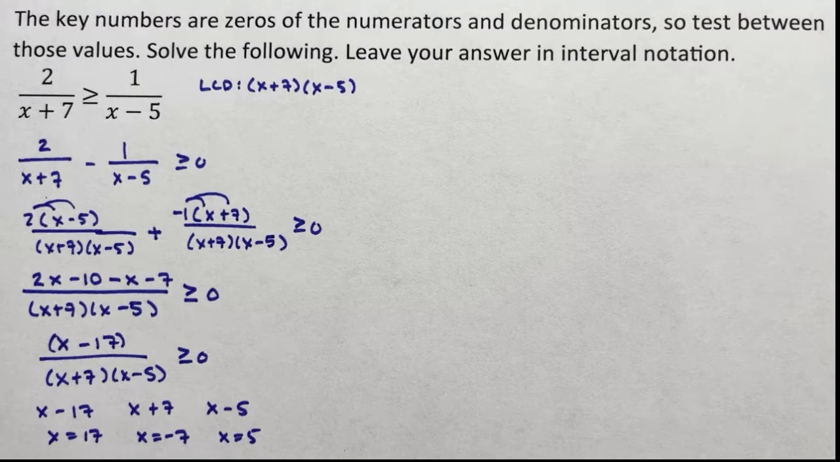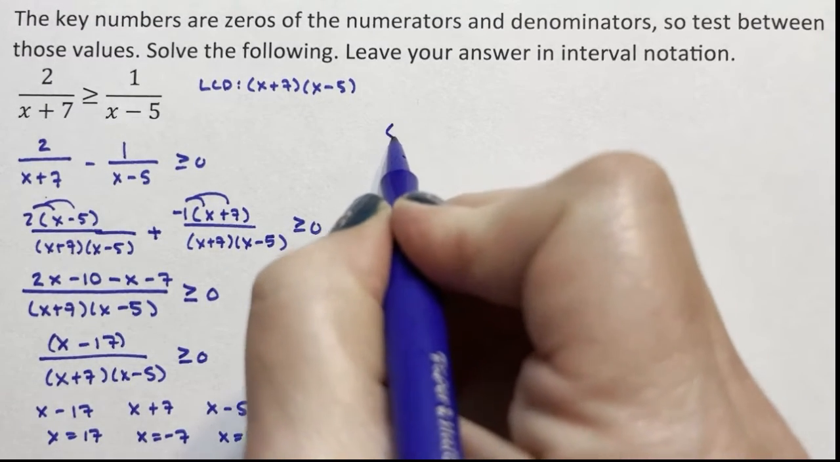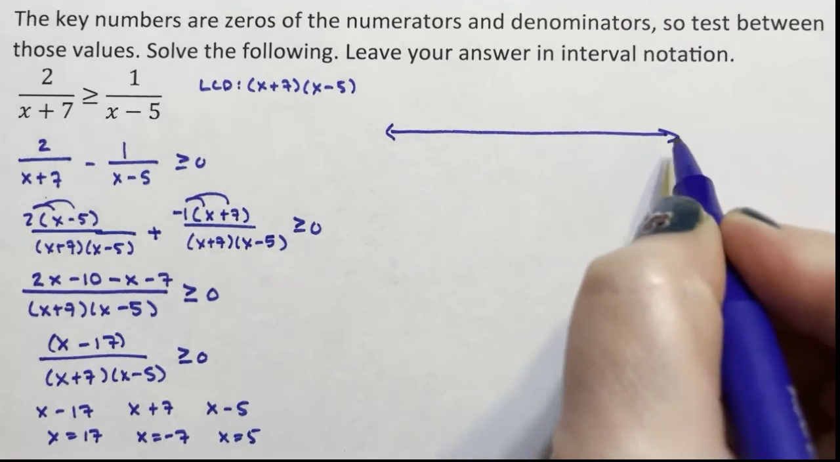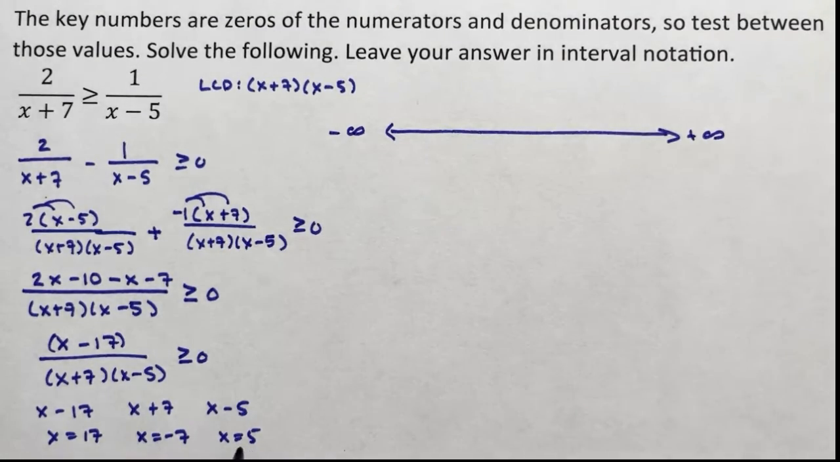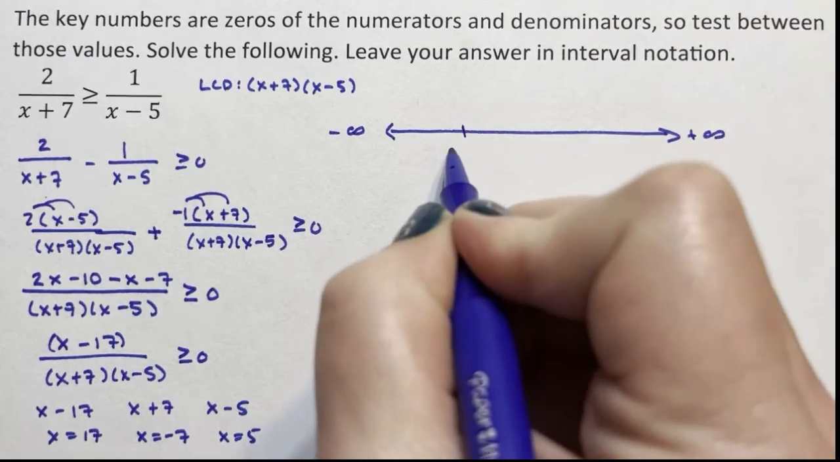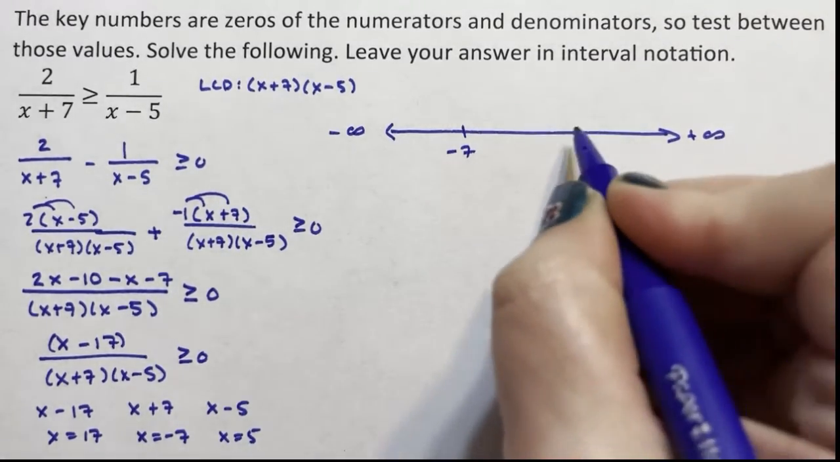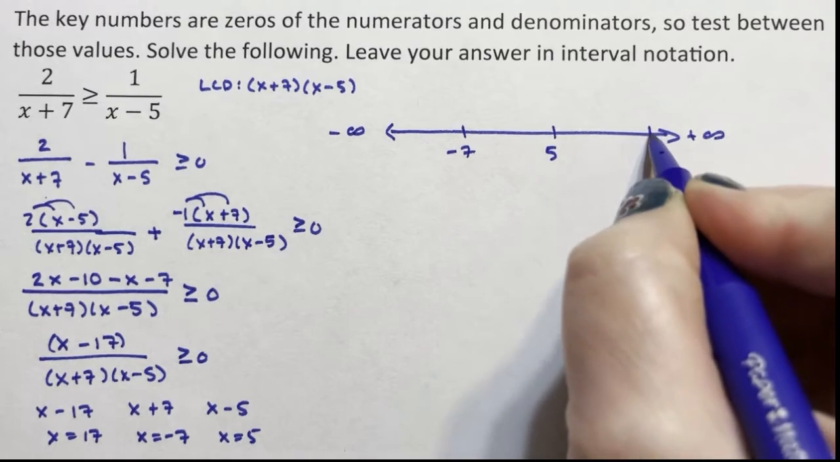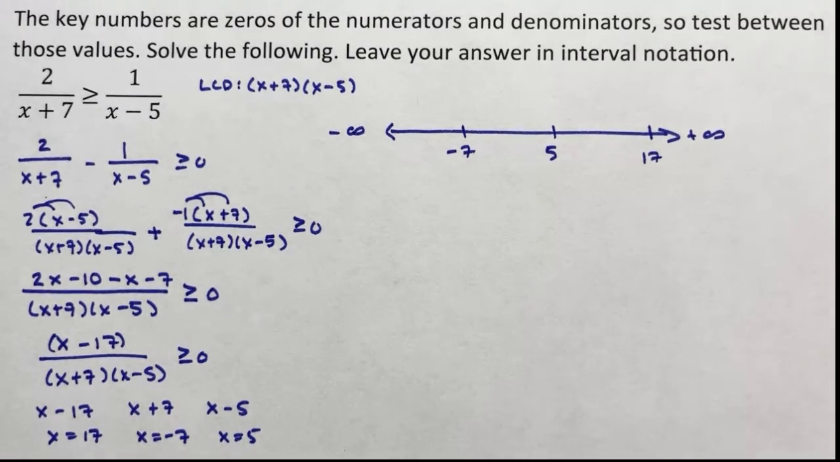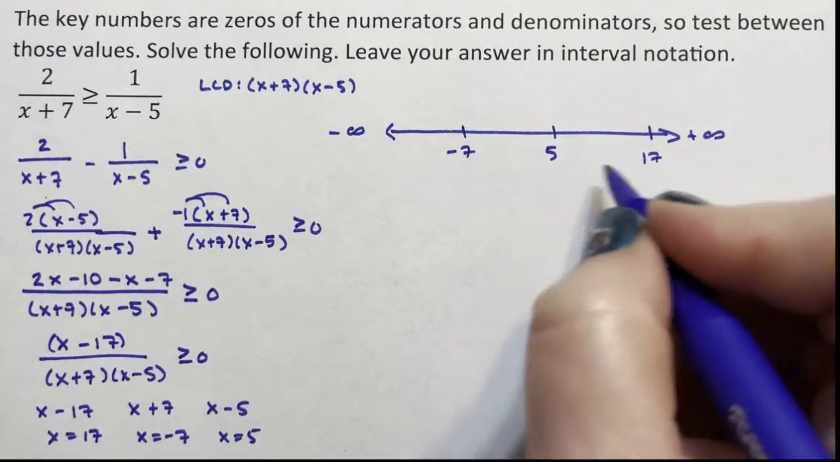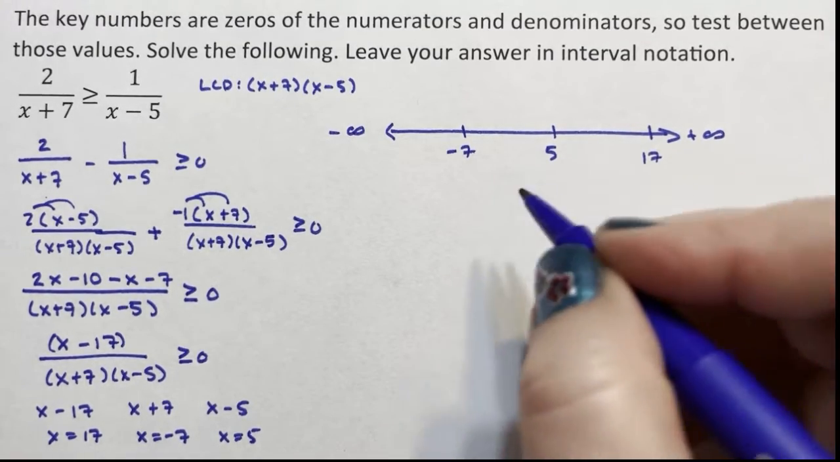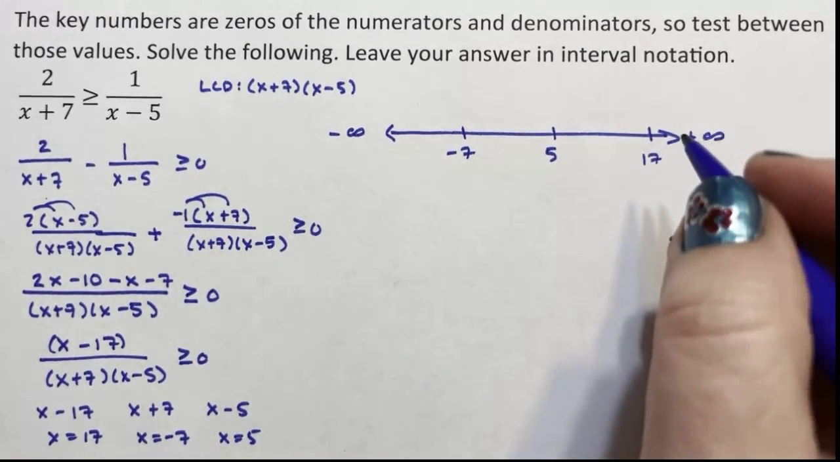Now, what I need to do next is test my intervals. What I mean by that is if I make a number line from -infinity to +infinity, and I put these numbers down. My smallest number is -7. Next, I have my 5. Next, I have my 17. Notice I'm not trying to write this at all to scale. I'm just putting my numbers down. It's actually not too bad for scale, but I'm not trying. I'm just putting 3 numbers down.